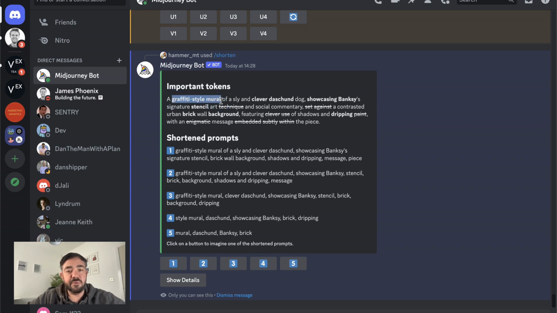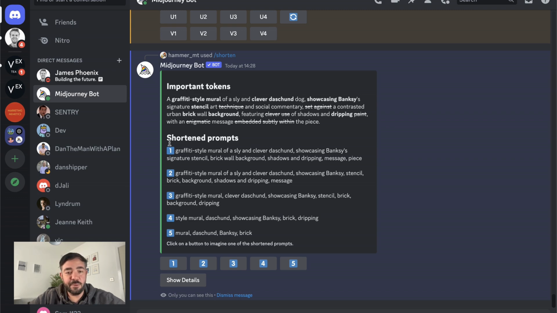So graffiti style mural is really important. So clever is more important than sly. That's interesting. And then dash end, it doesn't need dog. Showcasing Banksy. And then it's stencil. It doesn't need technique, right? It doesn't need set against. It just needs brick and background. It actually knows, because it is the model, it can give you the attention that's paid to each token and make a subjective decision about what should be included in the prompt.